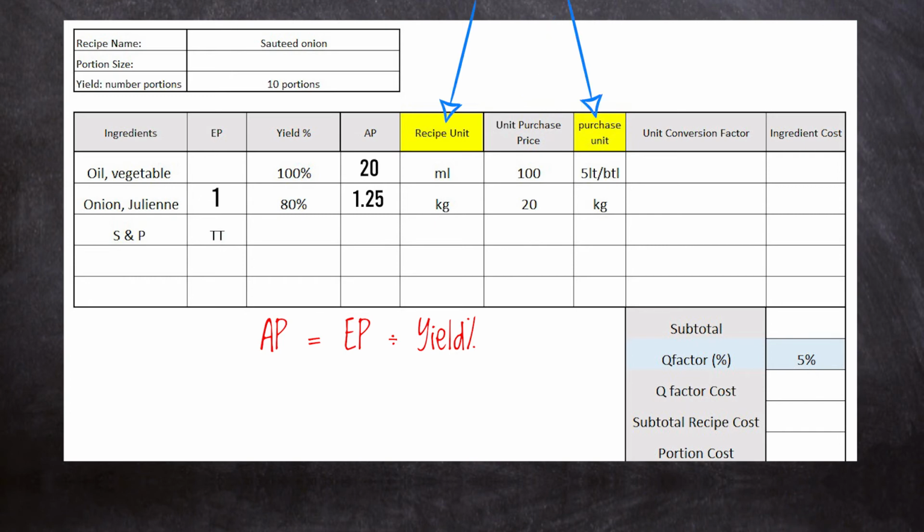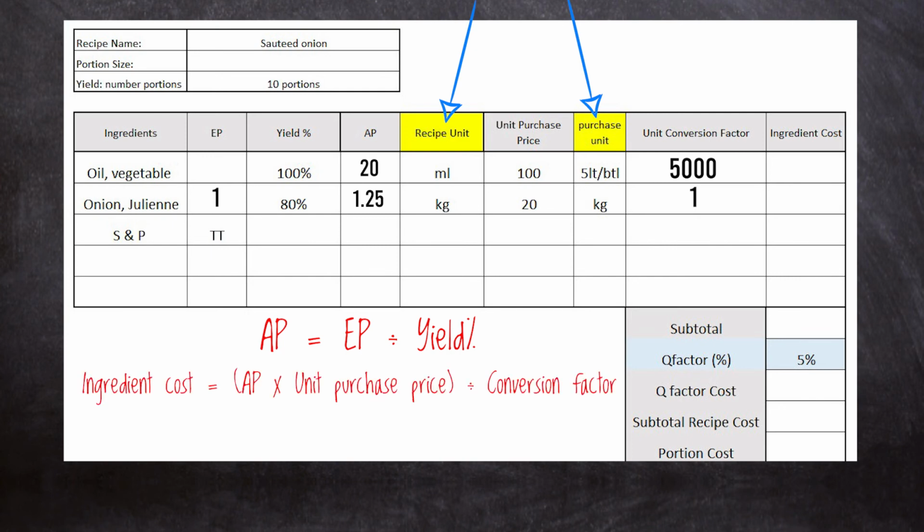Since your recipe units and purchase units are different, you would need to use unit conversion to make them equal. All it is, is how much of the recipe unit is in the purchase unit. In this example, for onion, it is the same. You're buying kilos and in the recipe, you're using kilos. But for oil, you have milliliters for the recipe and a 5-liter bottle as the purchase unit. There are 5,000 milliliters in a 5-liter bottle, so you put 5,000 here. Then you can calculate the cost of an ingredient by AP times unit price divided by the conversion.